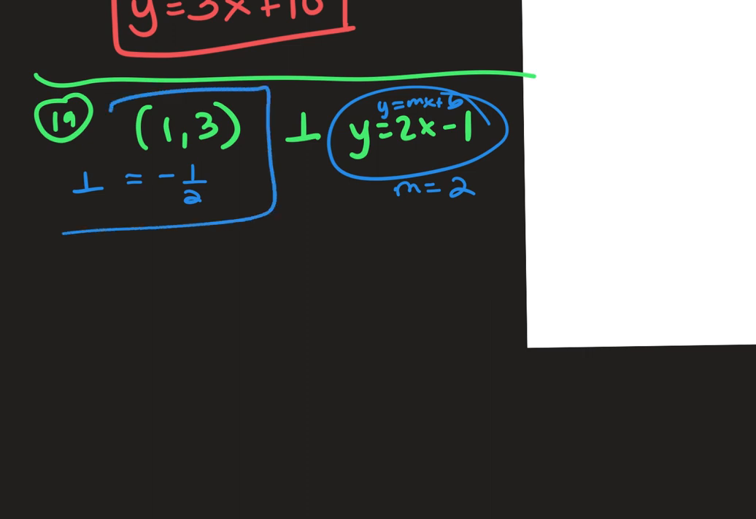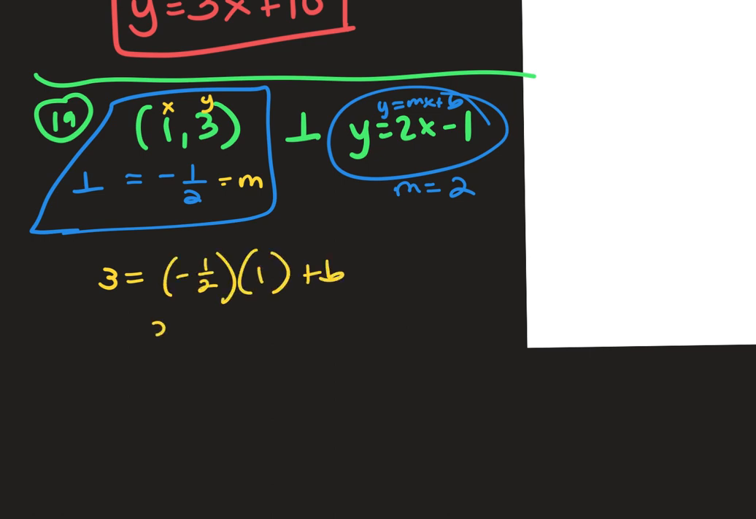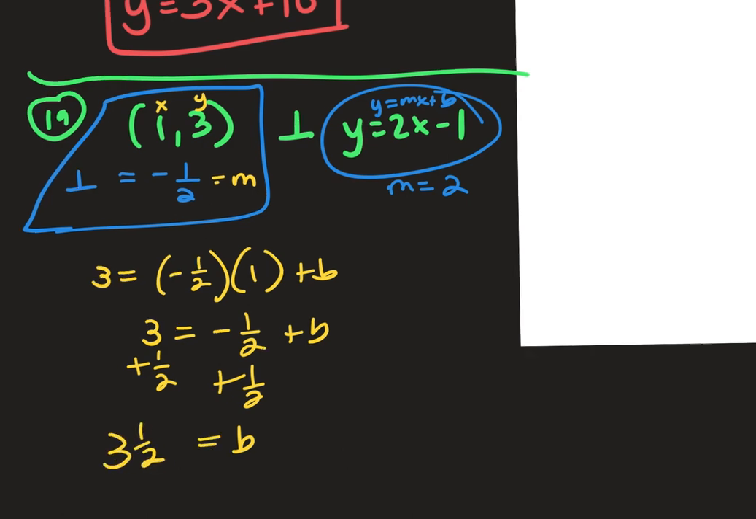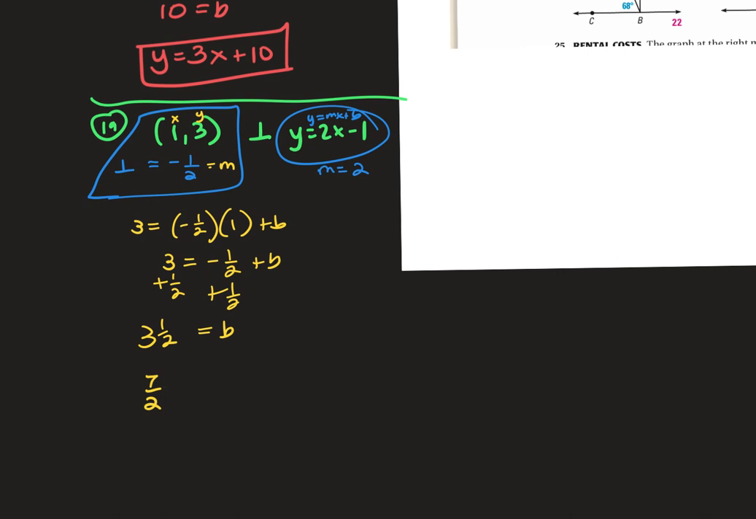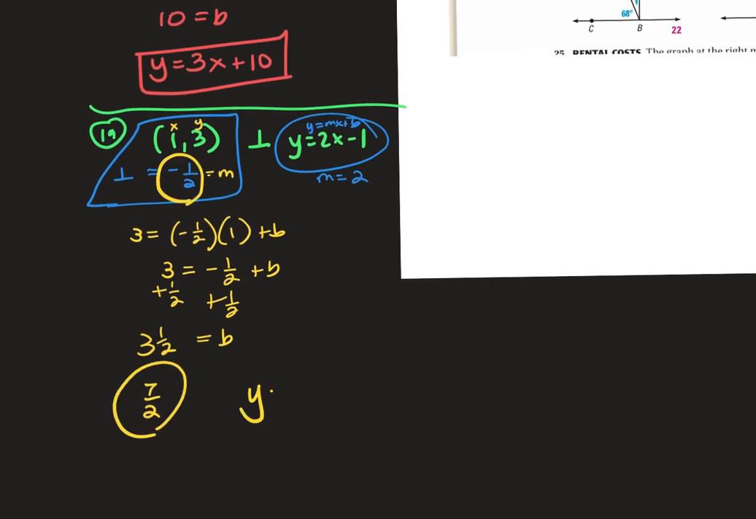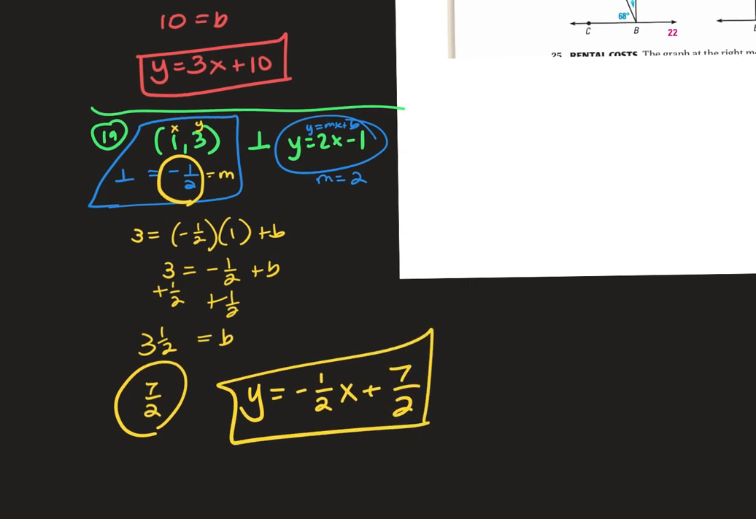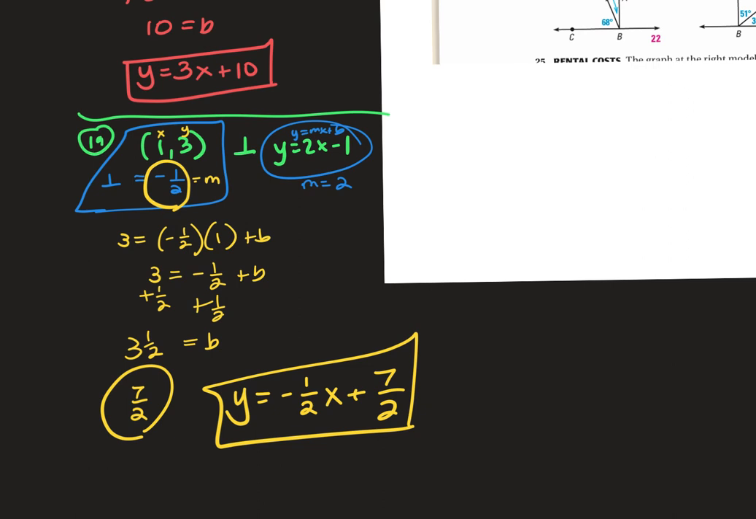So now I'm using these two pieces of information. This is my x, this is my y, this is my m. It would be 3 equals m, which is -1/2, times x, plus b. 3 equals -1/2 plus b, and then add the 1/2. So b is either 3.5, or you could write it as 7/2. Then plug back in the m and the b. So y equals -1/2 x plus 7/2. If it had given you the slope of a parallel line, you don't change it. Obviously, if they give you the slope, you don't change it. But if it's perpendicular, you flip it and change the sign.